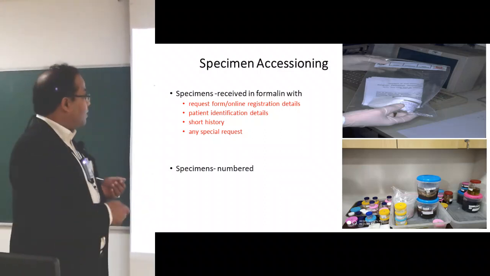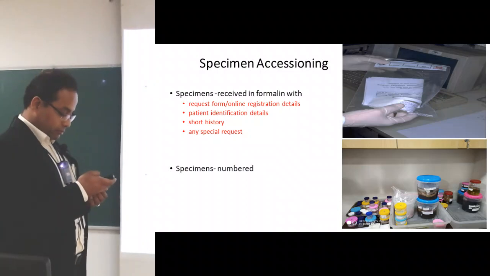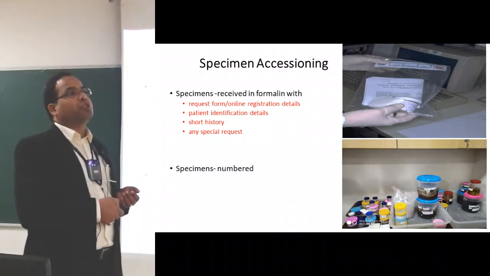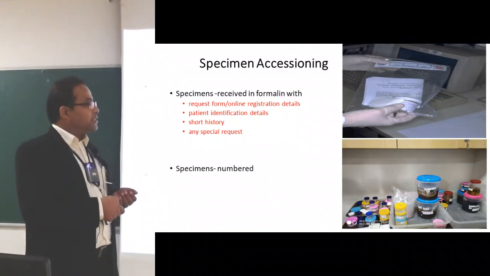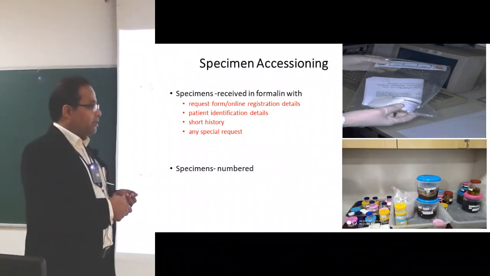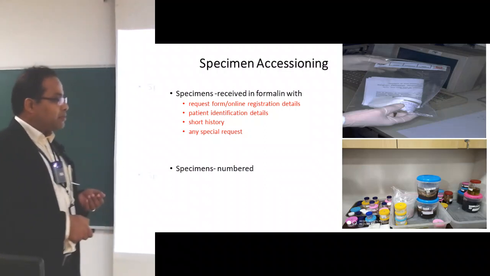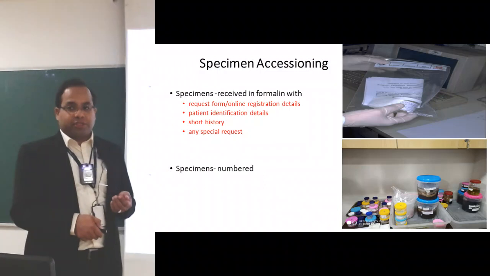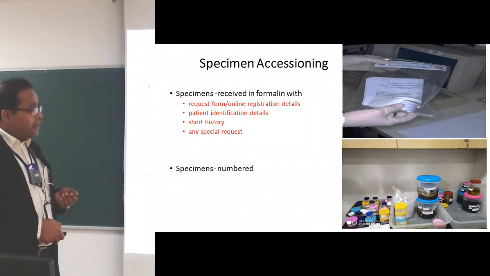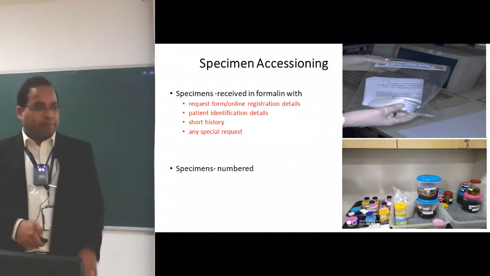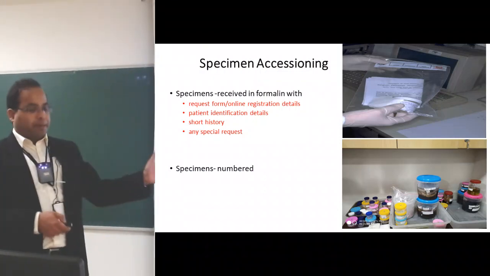The samples are received in formalin. Suppose in a hospital which doesn't have a digital system, you get the specimen pot with the specimen along with a requisition form in which the clinical details are given. This is our Tata Medical Center, where each specimen is marked with name, age, gender, and we can see the request from the computer.